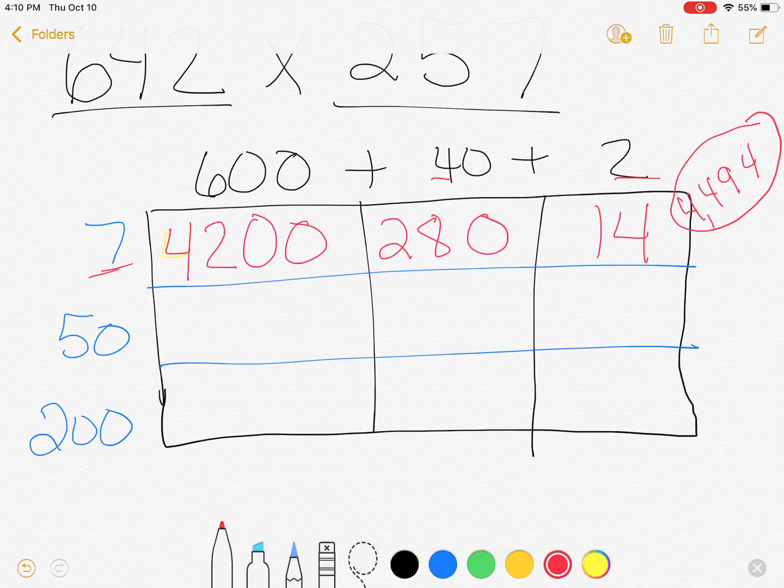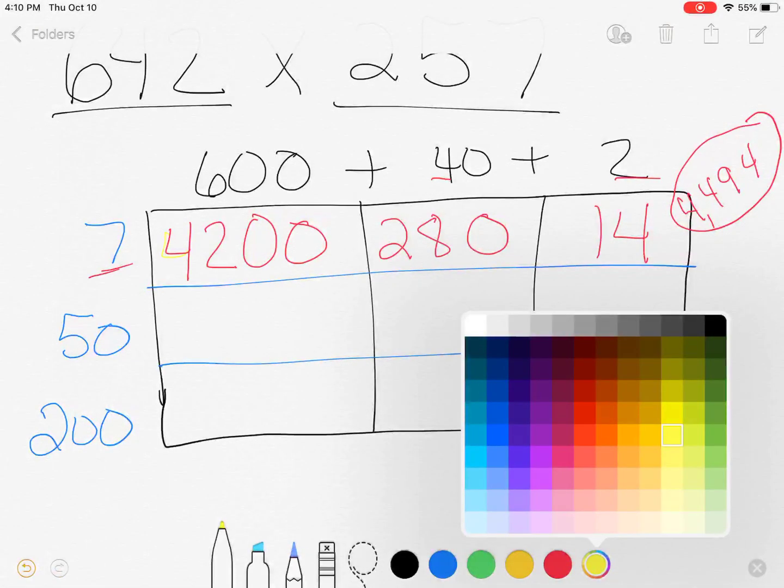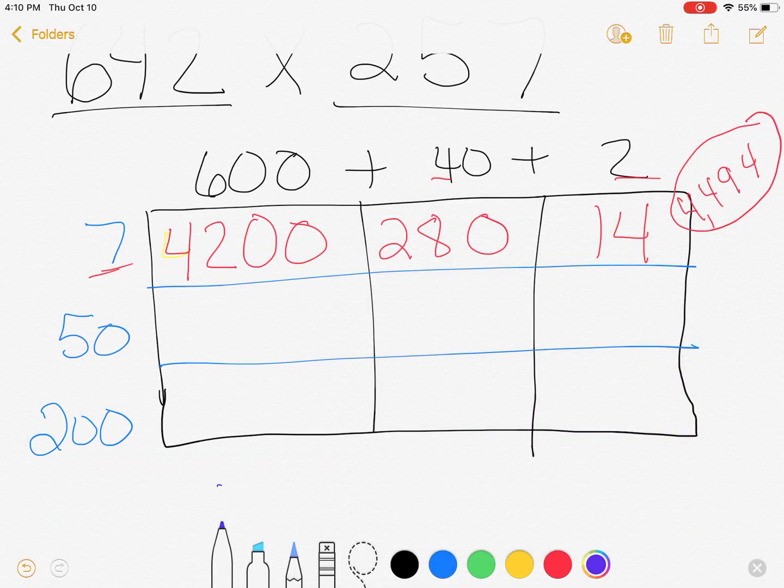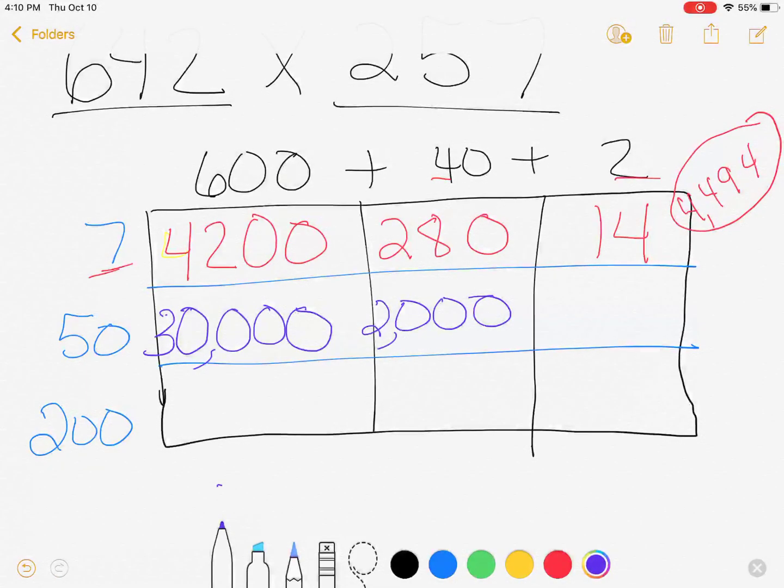Okay, now let's choose a different color. Let's try purple. It's a little darker. Okay, 5 times 6. 30, plus 3 zeros, so it's 30,000. And then 5 times 4. 20 plus 2 zeros, so 2,000. And 5 times 2 is 10 plus 1 zero. So now we can just look at it this way. 32,100.